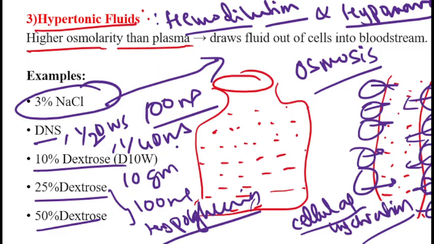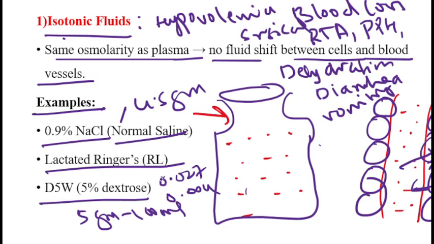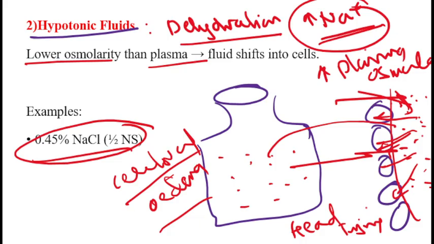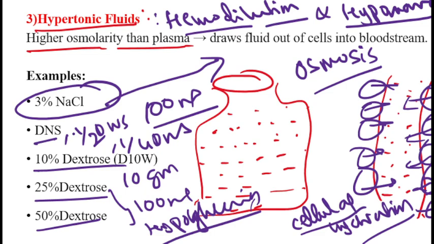Okay, this is all about the types of IV fluids. I hope all of you understood the types of IV fluids. All of you have to remember an example for each type of fluid. For isotonic fluids, there are 3 examples: 0.9% NaCl, that is normal saline, RL, Ringer lactate, and 5% dextrose. Next is hypotonic solution. Example is half NS, that is 0.45% NaCl. And examples for hypertonic solution are 3% sodium chloride, dextrose normal saline, 10% dextrose, 25% dextrose, and 50% dextrose.